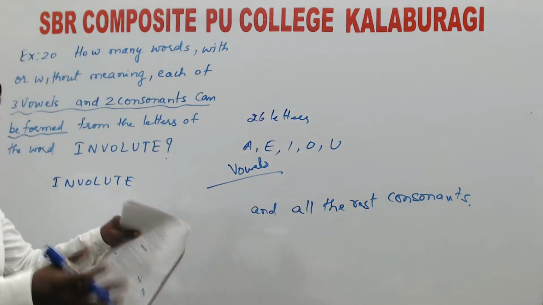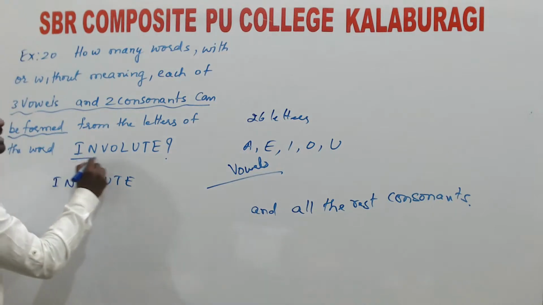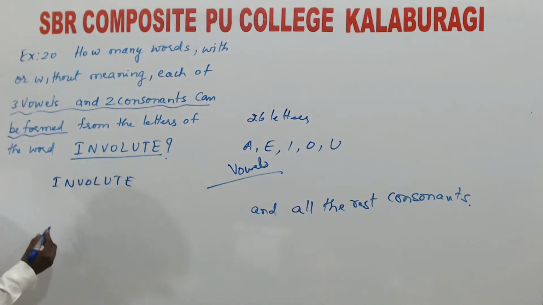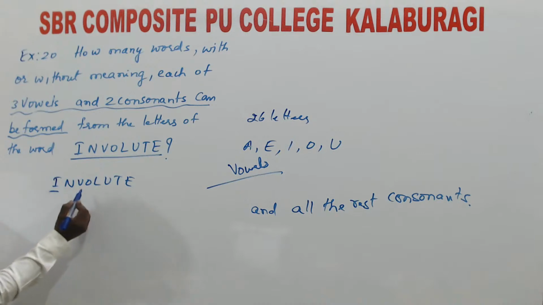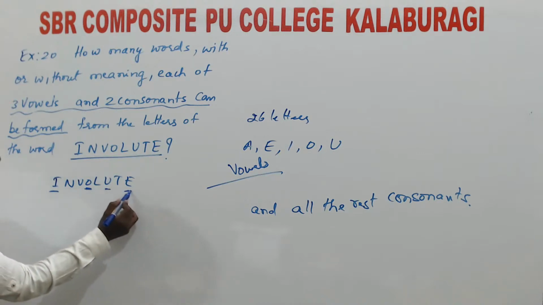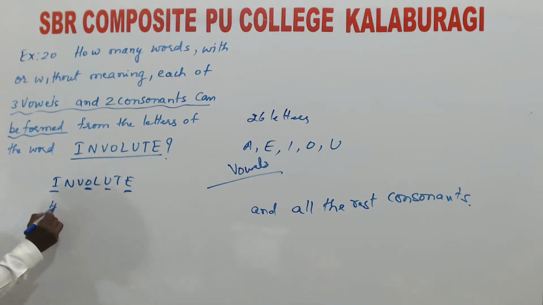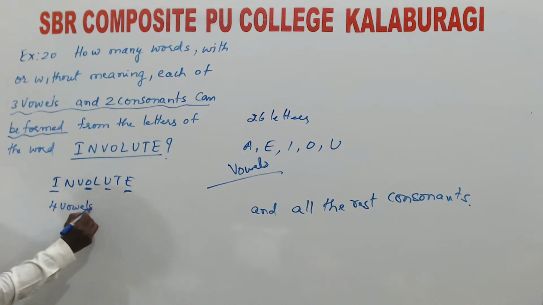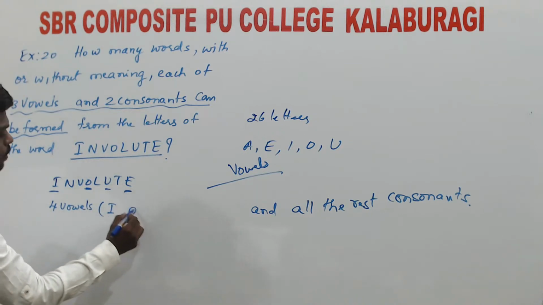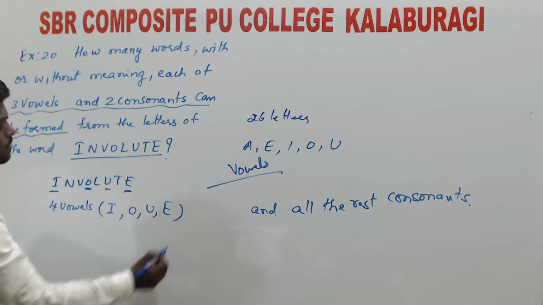Okay, so now first let me see what are the vowels in the word involute. So which are those vowels? Okay, this one. There are four vowels, and what are those? I, O, U, E. Right.